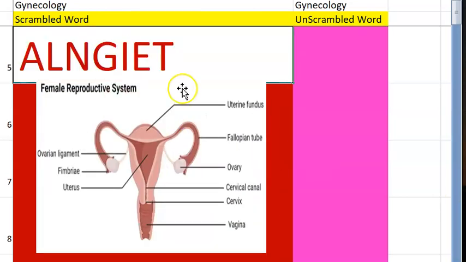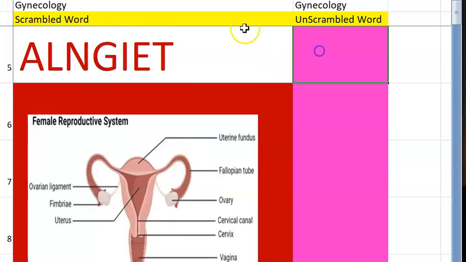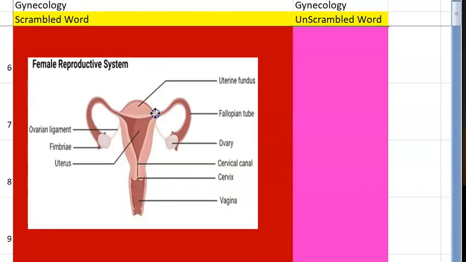Going to the fifth one now. What do you think this one is? Clue here is that it starts with a G. What you're looking at, genital. Very good. So hope you got that right.